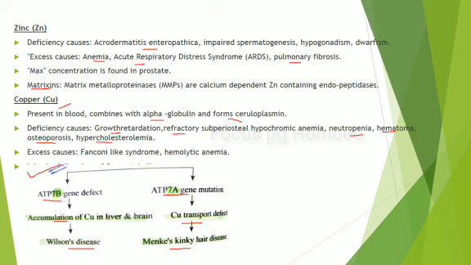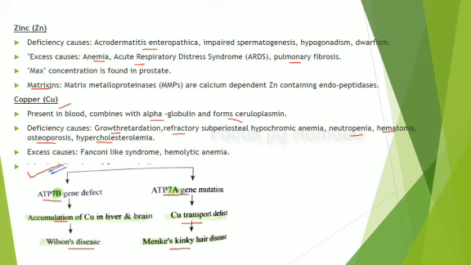Next is zinc. Deficiency of zinc causes acrodermatitis enteropathica, impaired spermatogenesis, hypogonadism, and dwarfism. Excess causes anemia, acute respiratory distress syndrome, pulmonary fibrosis. Maximum concentration is found in the prostate. Metzincins are matrix metalloproteinases. MMPs are calcium dependent zinc containing endopeptidases.